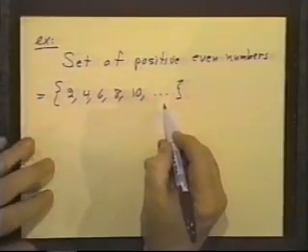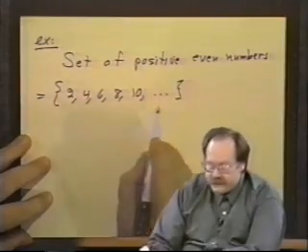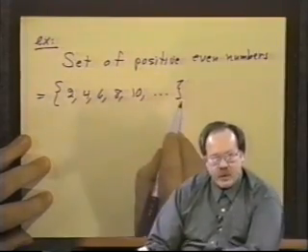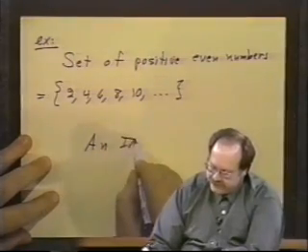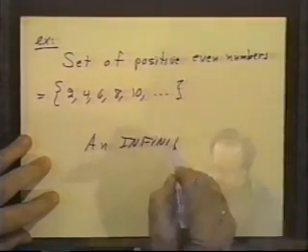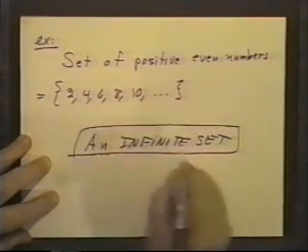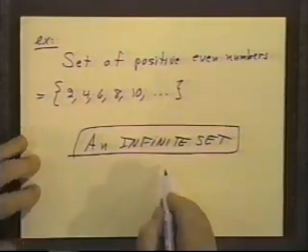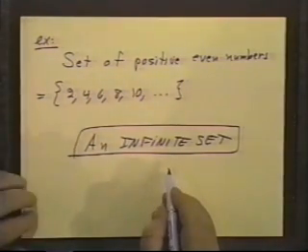Now you see, I put the dots at the end and I put nothing afterwards. I don't know how it ends because there's an infinite number of even numbers. There's always more beyond wherever I stop. So this is a perfect example of an infinite set. And this is one way of writing down such a set. We will learn other ways as we go. But I wanted to show you both a finite and an infinite set.